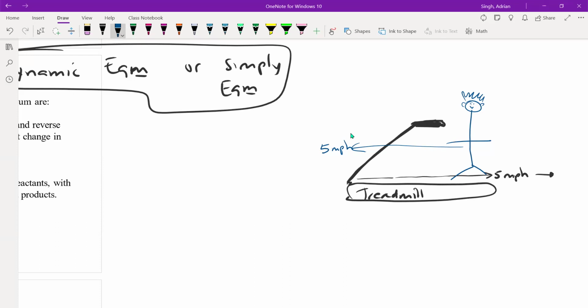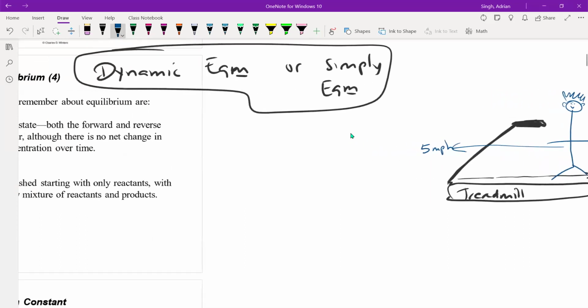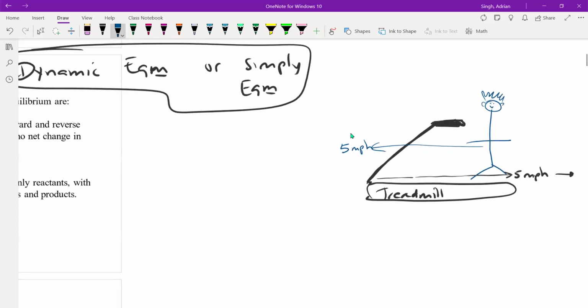But the key thing here is the rate: the speed of the treadmill in one direction equals the speed of the person in the other direction. That's an analogy. Sometimes it resonates with people, sometimes it doesn't. But I think it's a good way to think about what that dynamic equilibrium is, and you can shrink this down to a microscopic and submicroscopic level. That's what's happening in your chemical reactions.